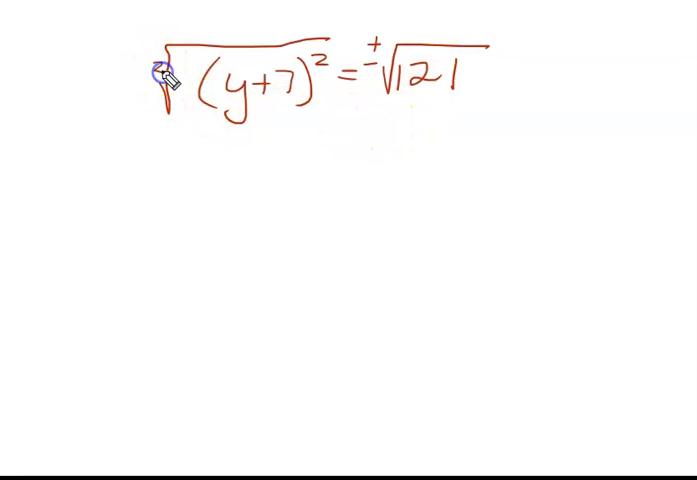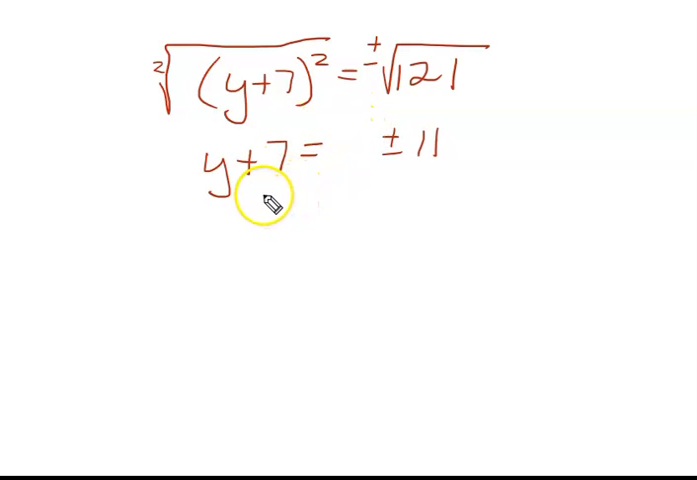Now, again, there's a little 2 there. When you have this kind of arrangement, taking the square root of something, it just becomes the radicand. So we get y plus 7 equals. Now, this is a perfect square, so this will be plus or minus 11.